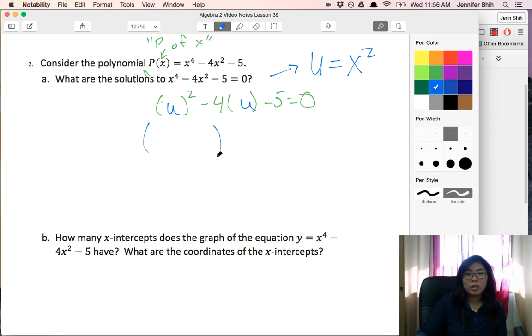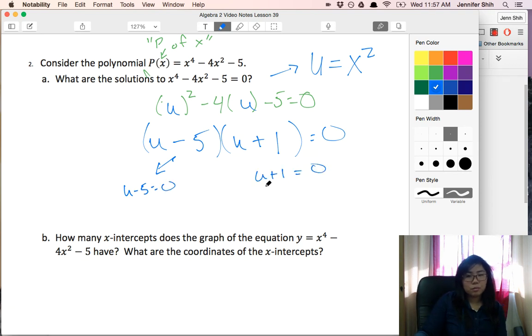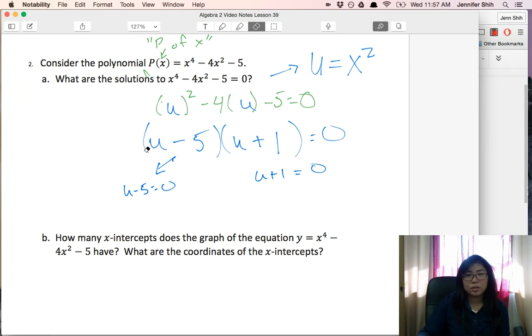We're doing this because now that we have a quadratic again, something squared minus something minus 5, we can factor this into 2 binomials. And then we should end up getting negative 5, and we should get positive 1. Okay. And now we can solve 2 equations. u minus 5 is equal to 0. u plus 1 is equal to 0. But what is u? Let's go back and replace our u's.